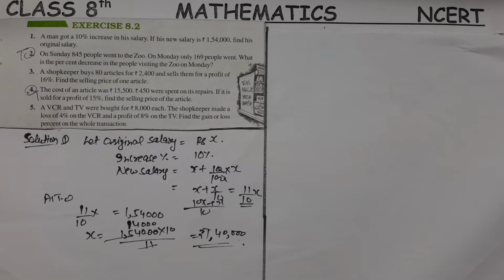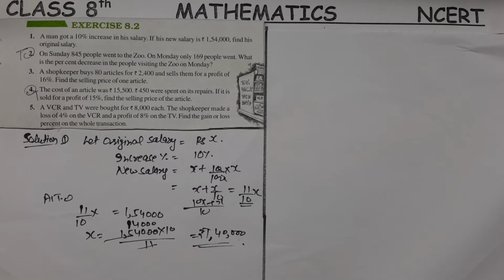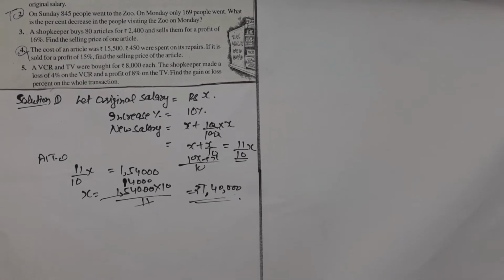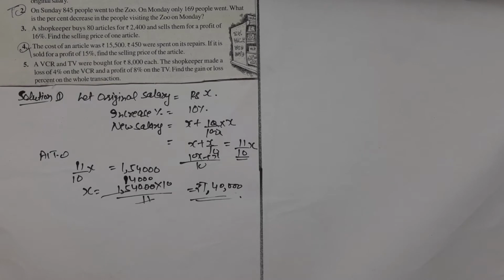On Sunday, 845 people went to the zoo. On Monday, only 169 people went. What is the percentage decrease in the people visiting the zoo on Monday?